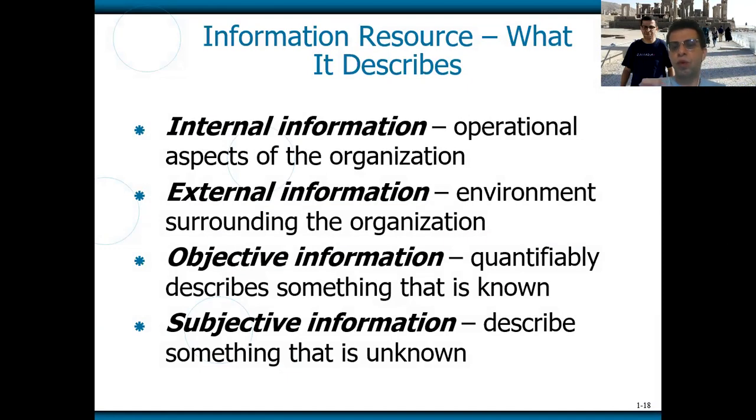Now, we have internal information, which is about the operational aspect of the organization. Then you have external information, which is the environment surrounding the organization. Objective information is quantifiable and describes something that is known, and then you get subjective information, which describes something that is unknown.